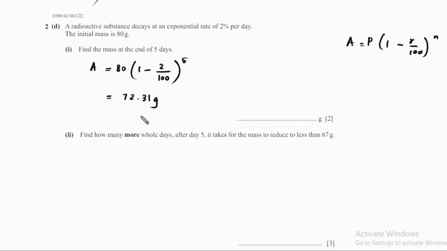So what we could do is, we know that on the 5th day, the amount is going to be 72.31 grams. So I'm going to consider that as the initial amount. So I can put it like this. And then I can say (1 - 2/100) to the power n, and we need to see when it will reach less than 67. We're going to replace several values for n and see what we end up getting.